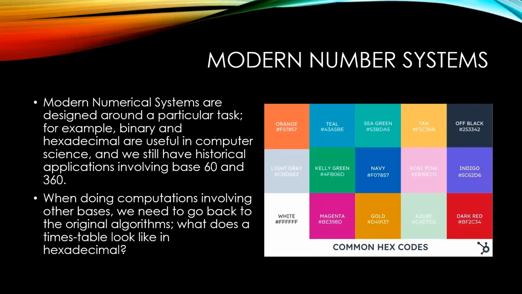When doing computations involving other bases, we need to go back to the original algorithms. What does a times table look like in hexadecimal? How do we add numbers in a different base? There is a lot of science which focuses on the idea of things like error correcting codes. And in order to do that, you're going to need to understand how these different base systems work. Depending on your major, you might not play with them that much, but it is a good thing to see at least once.